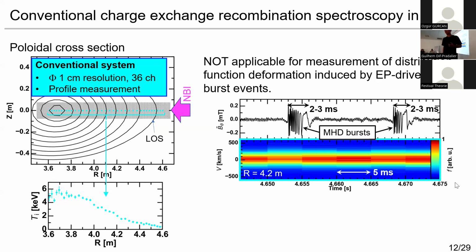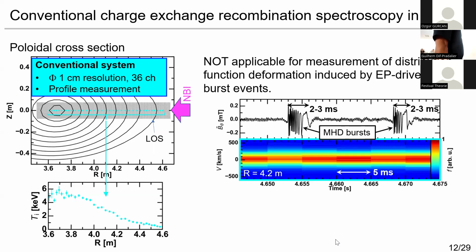And the light blue dot here is the channel which is used for the conventional charge exchange. The bottom plot here is an example of the ion temperature measurement, which gives us a very smooth and high resolution radial profile of the ion temperature. So far, so good. But this is not directly applicable for the measurement of the distribution function deformation, for example, induced by the energetic particle-driven MHD burst event.